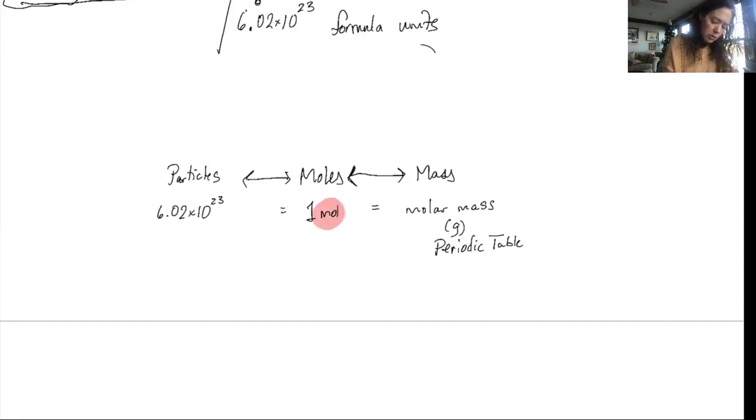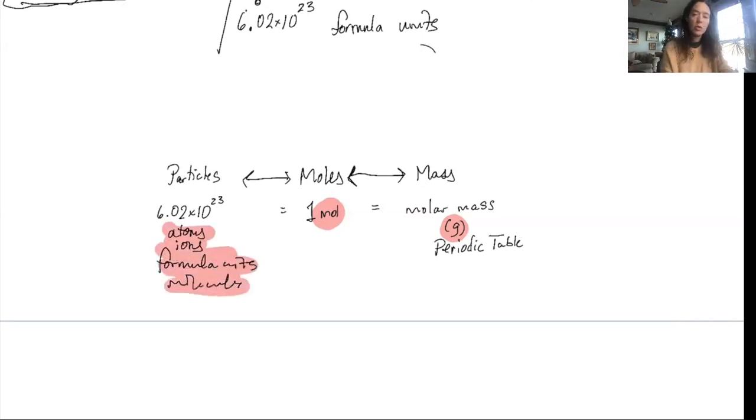In order to know which values to use, you have to look at your units. They're either moles, grams, or a different version of mass, which can be converted to grams, or they are atoms, ions, formula units, and or molecules, okay? And those units tell you which numbers to use. Do I use Avogadro's? Do I use one? Do I go to the periodic table?